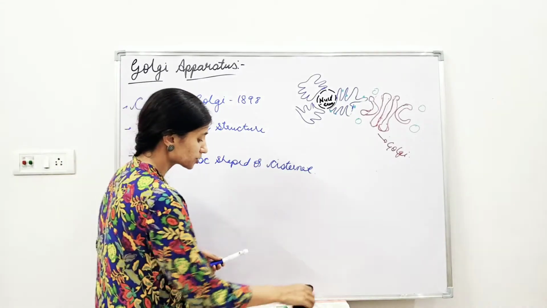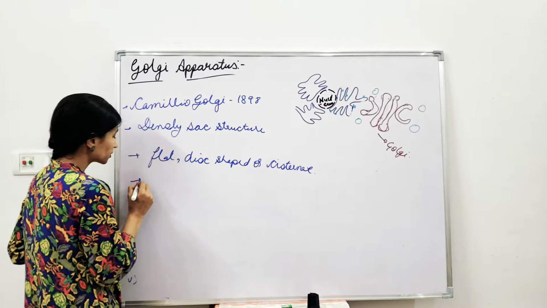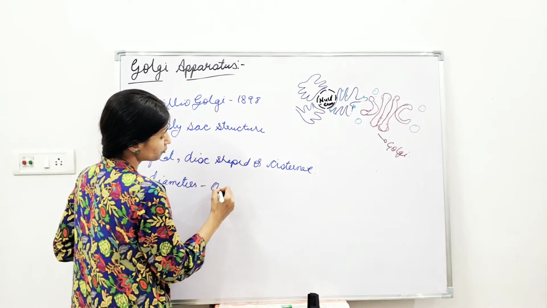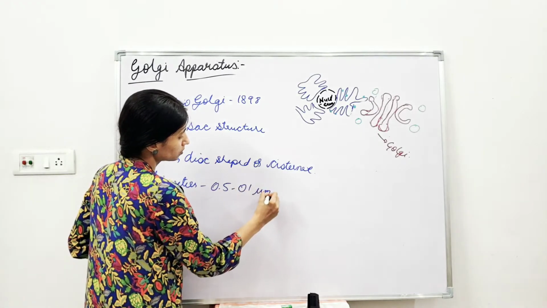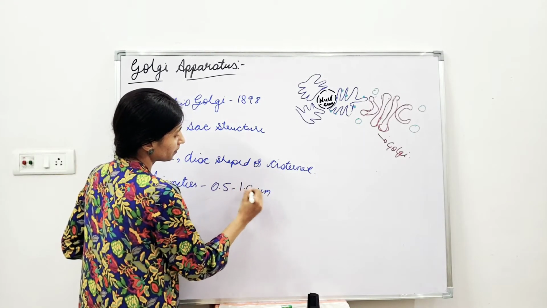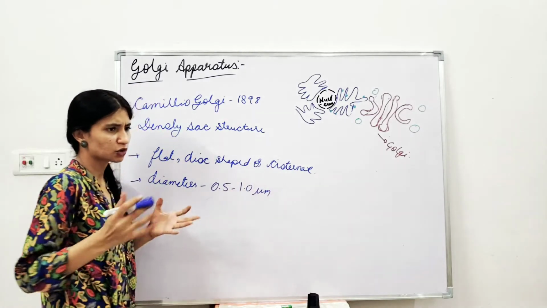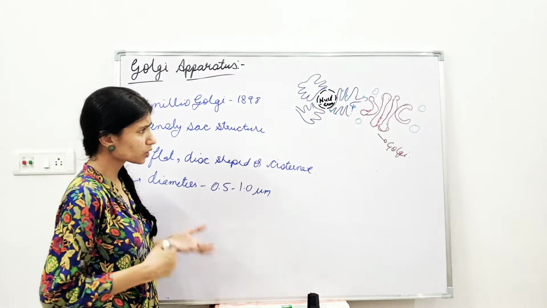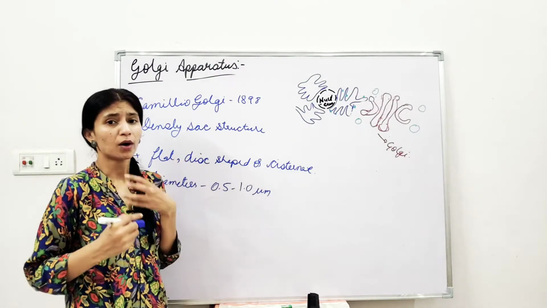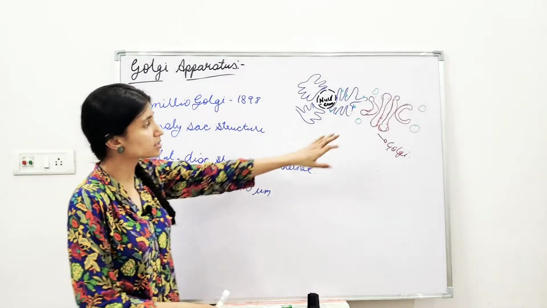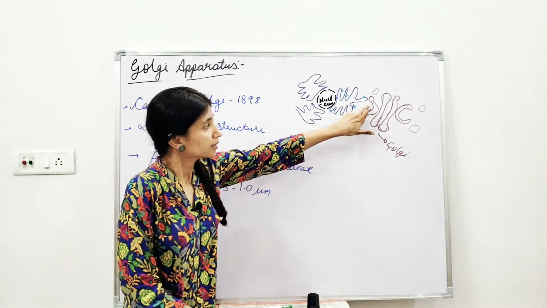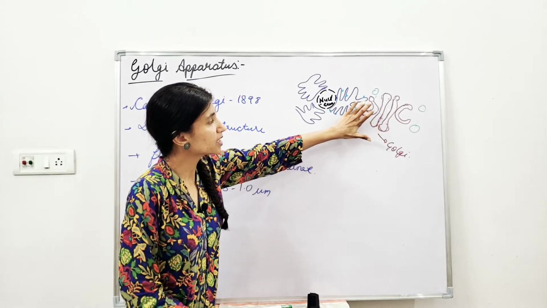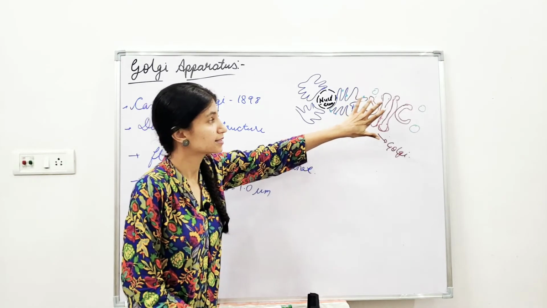If we talk about the diameter of the Golgi, the diameter is between 0.5 to 1 micrometer. So this is the diameter of the Golgi, and the number of Golgi also varies according to the cell. Now, what does this Golgi actually do? If you look at the structure of the Golgi over here, you will see this one and this one are quite different from these ones. Why is it so? This one is called the convex cis face.